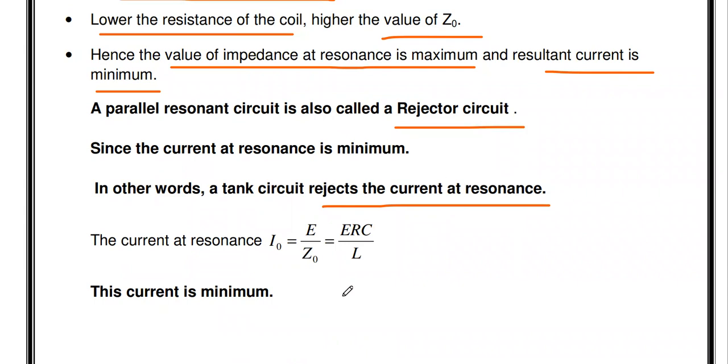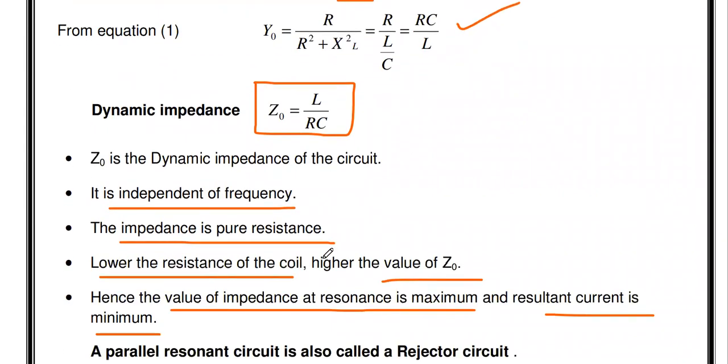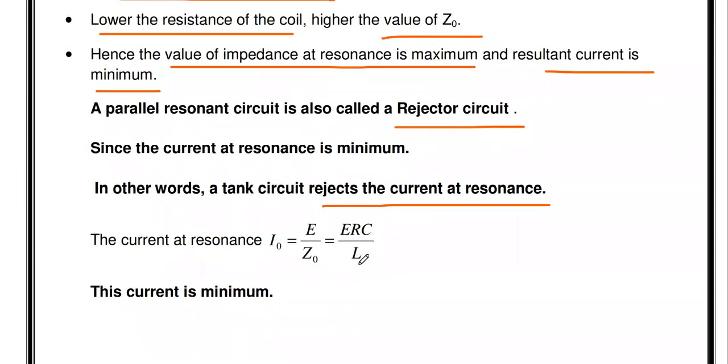That is the meaning. The current at resonance is calculated as the total voltage divided by the impedance at resonance. So the total voltage E, and what is the impedance at resonance? The impedance is L by RC. If you substitute L divided by RC, it comes to the numerator. So the current at resonance is E RC divided by L. This value is minimum. So this is the second case of the parallel RLC circuit.